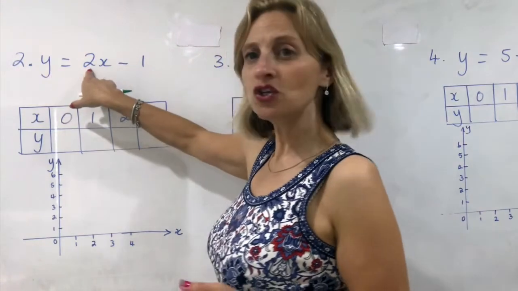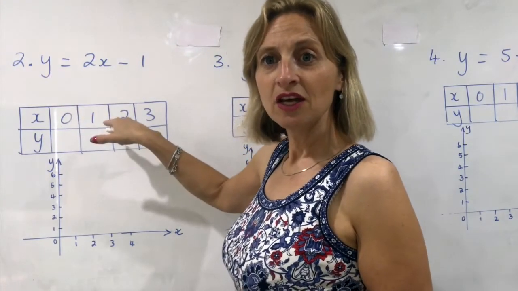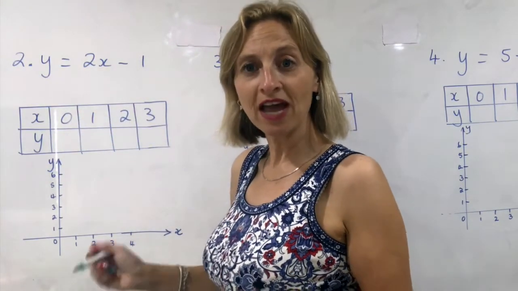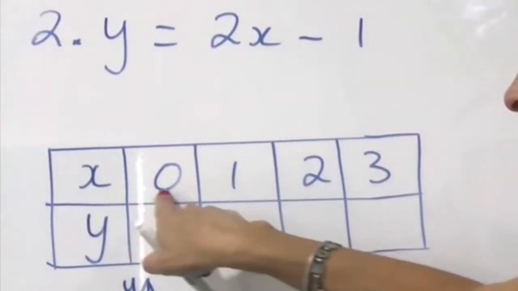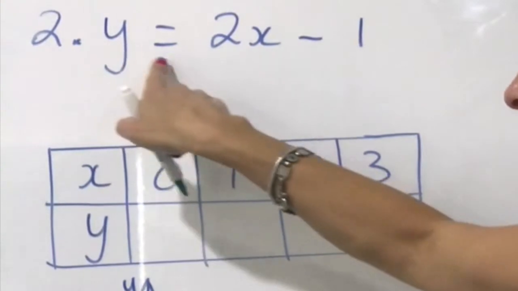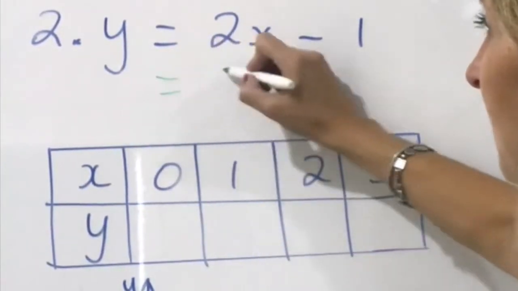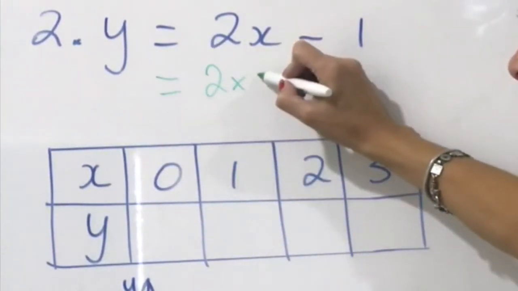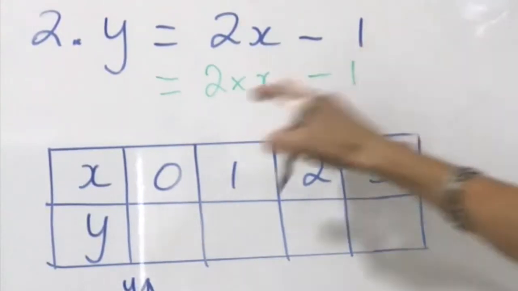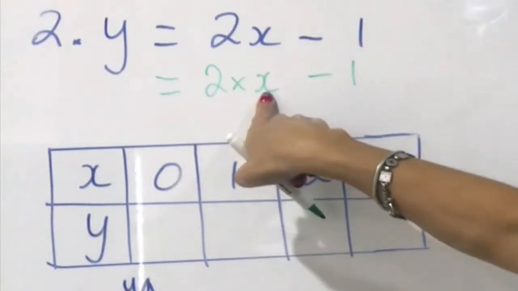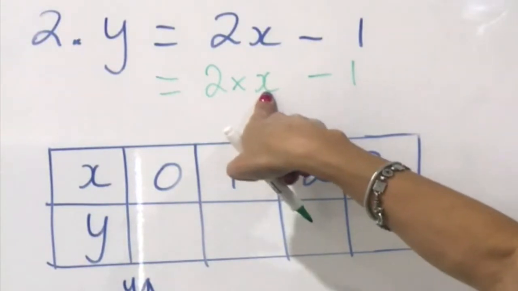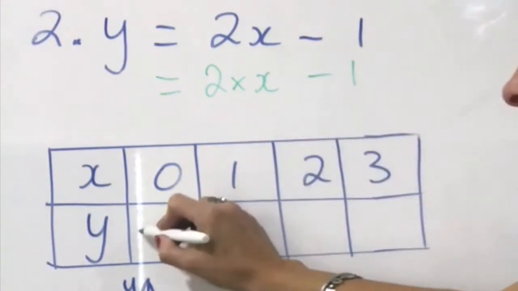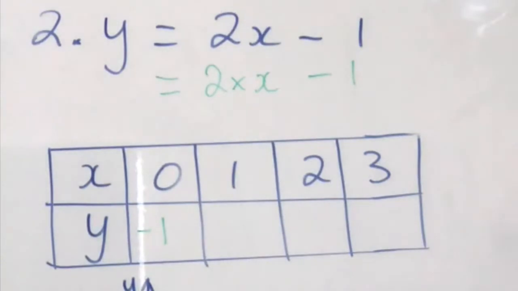I need to substitute in the values of x to get the correct y value so that I have my coordinates to plot on my number plane. So if x equals 0, we have y equals. Remember, this is the same as writing 2 times x minus 1. So it's 2 times 0, because my x equals 0. 2 times 0 is 0. Take away 1. 0 take away 1 is minus 1.